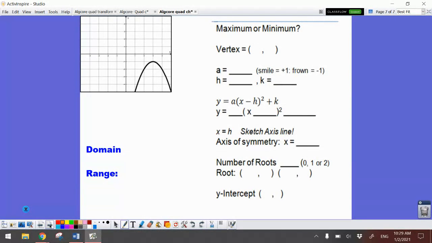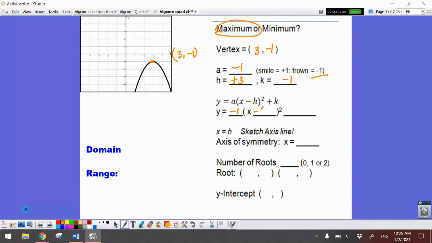Okay, let's look at one more, and then I'm going to cut you loose to keep working. This one has more motions because it's going to have a vertex that's got a horizontal and a vertical shift. So this one is a maximum because it has a top. There's my vertex. That vertex is 3, -1. And remember, this is a frown. So I have -1. That's a +3 and a -1.